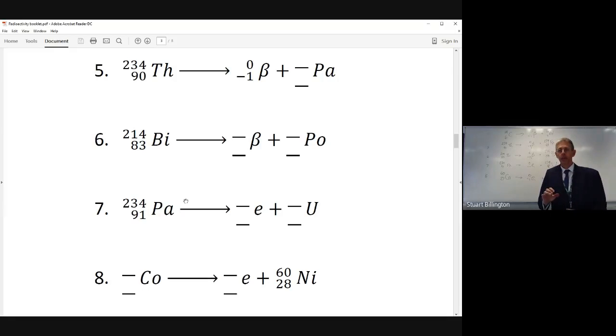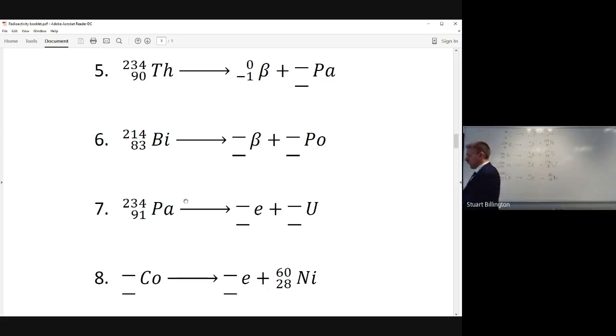It's not that important to remember the 0 and -1. It's much, much more important to remember that the protons go up by 1, but the total number of particles stays the same. Okay.